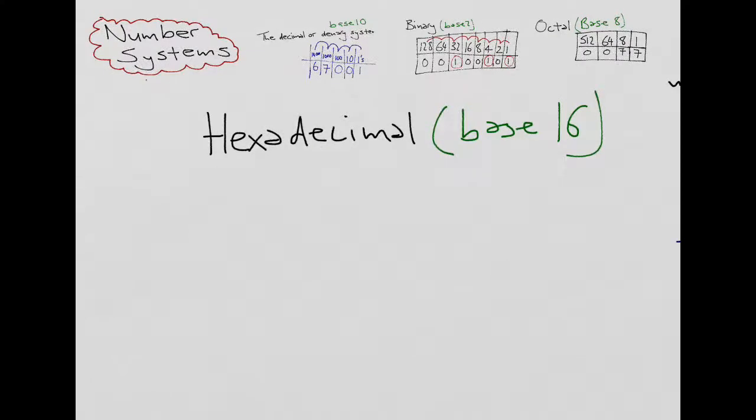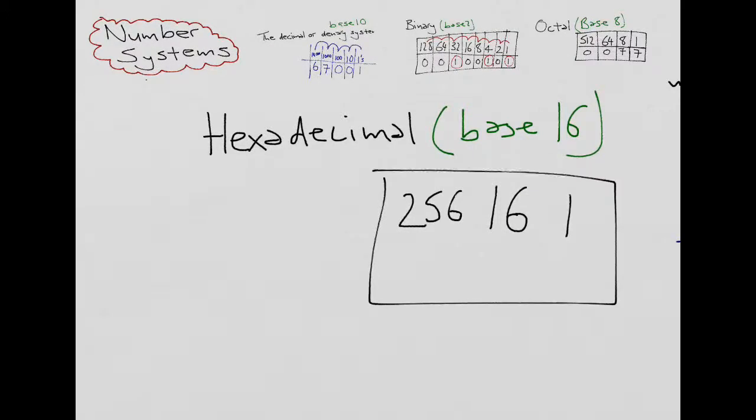The next number system we're going to look at is known as the hexadecimal system, which is base 16. So in the same fashion, we're going to start off with 1 in the right hand column. 16 to the power of 1 is going to give us 16, and 16 to the power of 2 is going to give us 256. And again, that will continue up. And let me just draw my squares.